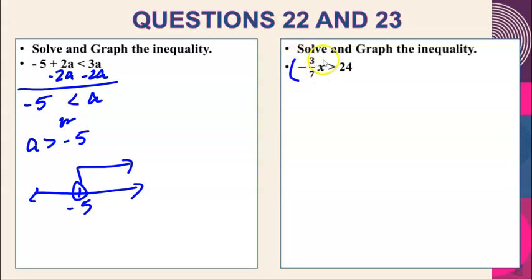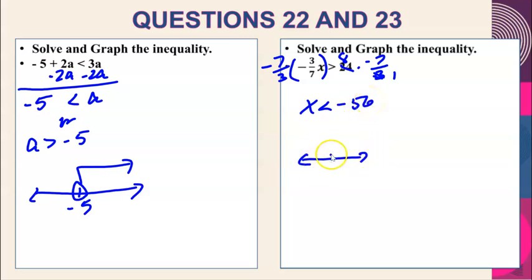Question 23, we're going to solve and graph this one. So the opposite of multiplying by negative 3/7 is multiplying by the reciprocal, which is negative 7/3. And I'm going to do that on both sides. And that gives us x. And because we're multiplying by a negative number, we're going to flip the symbol, so it's less than. 24 divided by 3 is 8. And then 8 times negative 7 is negative 56. So x is less than negative 56. So I have a point at negative 56. It's going to be an open circle because it cannot equal it, and it's less than, so it goes to the left.